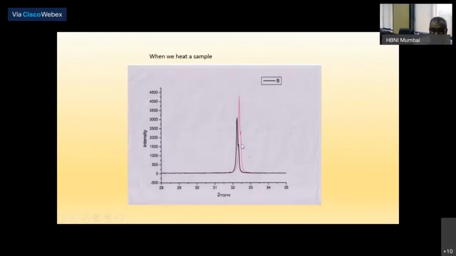You can resolve this piece. Now the fact is that this change is e to the power minus Q squared, u squared, g squared. So if I know this g, which is very simple, I can find out the average displacement around the mean.